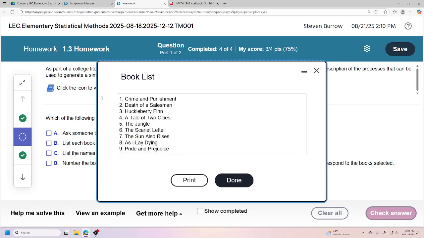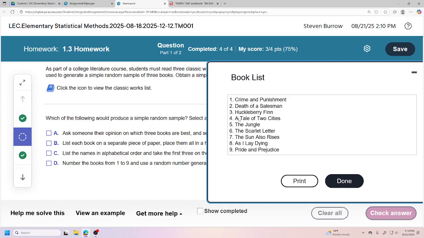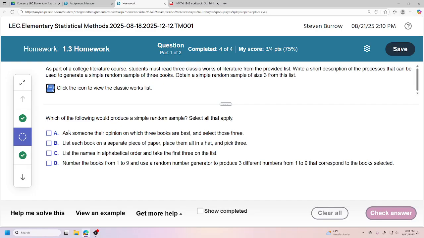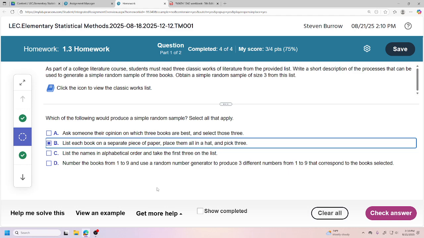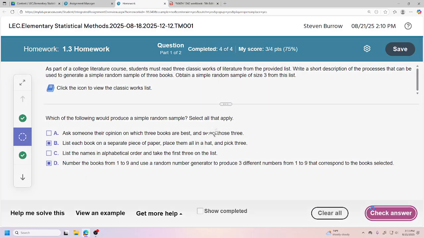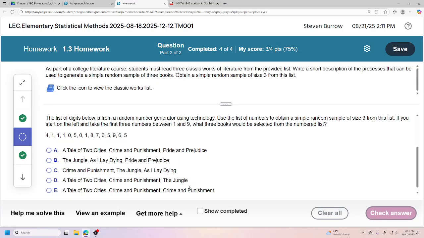And then let's do this last one here together. It might have a random number thing at the end. I don't know. We're going to try it. So, let's get this out of the way for a second. How would we get a simple random sample? So first I want my hat. Which one's the hat? B. And which one's the random number table? D. Good. Awesome.